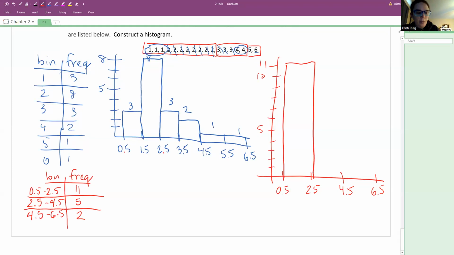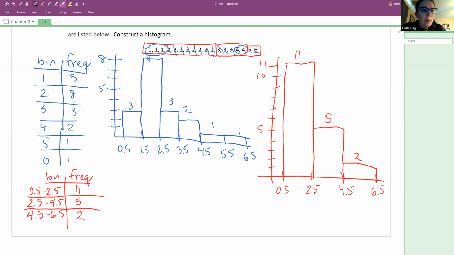My next one, 2.5 to 4.5, is a height of 5. And the last one, 4.5 to 6.5, has a height of 2. And so as best you can, they should all have the same width. They're pretty close, considering I do this by hand. They're pretty close to the same width, but numerically they actually are the same width. But you'll notice the shape is a little different here.